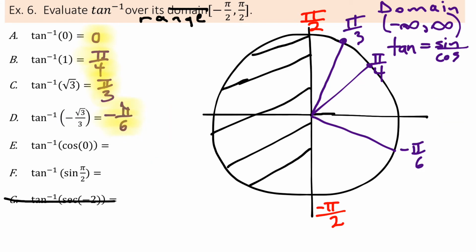Okay, so E says the inverse tangent of the cosine of 0. So that means I want a number for the cosine of 0.